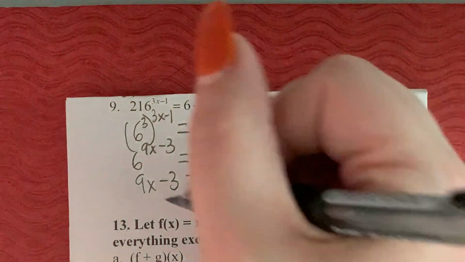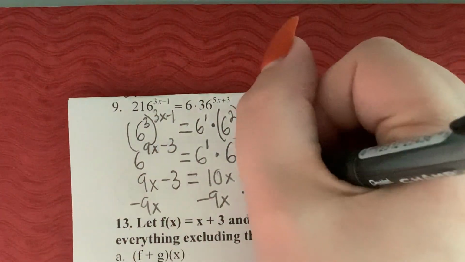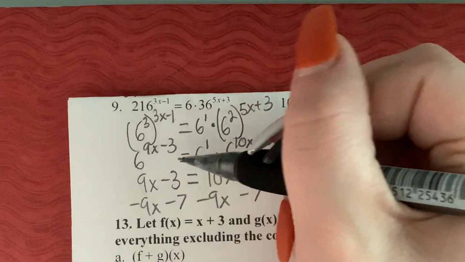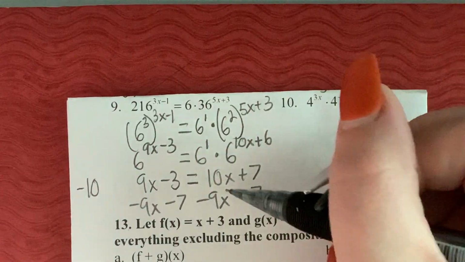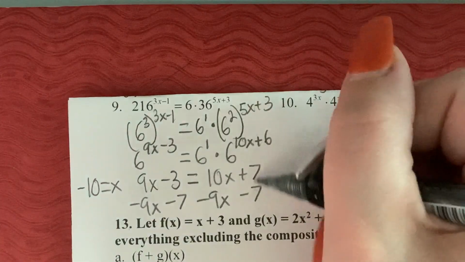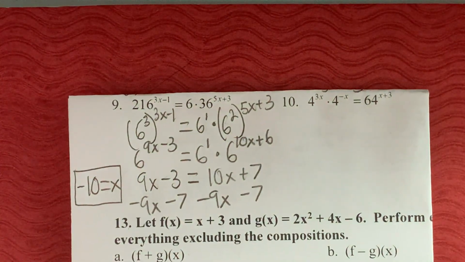So then to solve, I'll subtract 9x from both sides. And then I'll subtract 7 from both sides. So the 9x's will cancel. -3 plus a -7 is a -10. 10x minus 9x is x, and then the 7's will cancel, so I should get that x equals -10. Okay, moving on to the next one.